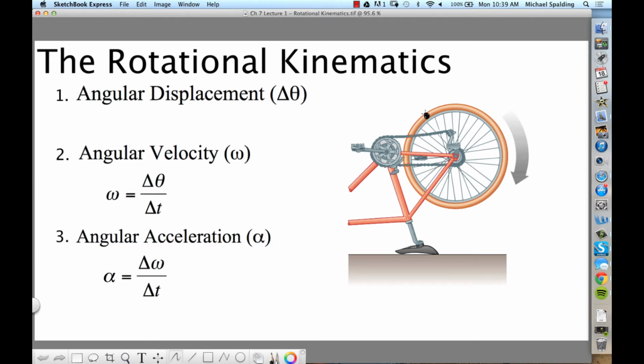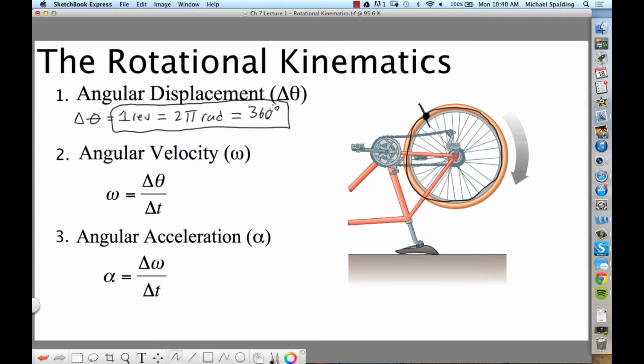Imagine that this bicycle wheel makes one complete revolution. Bam. The bicycle wheel makes one complete revolution. That would be an angular displacement of, we could say, 1 revolution. But what else could we express the angular displacement in? Radians. We could say 2 pi radians. And then there's a third one, 360 degrees.